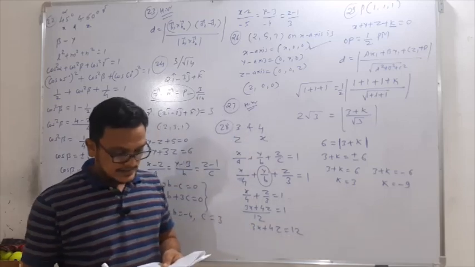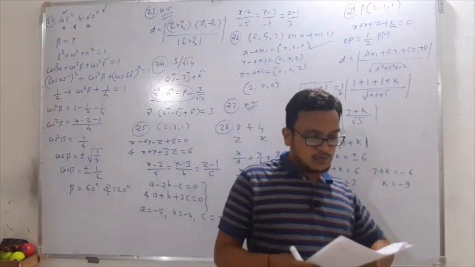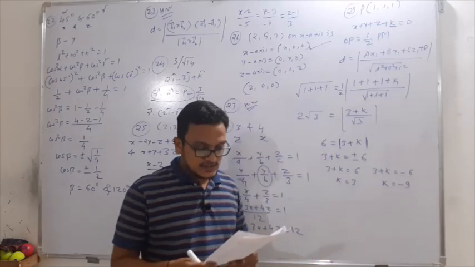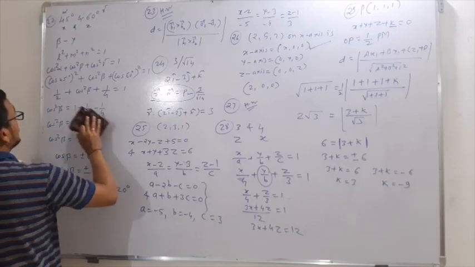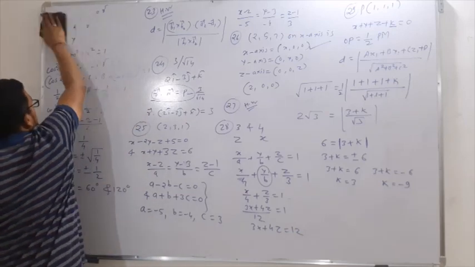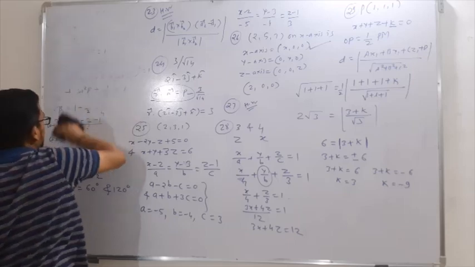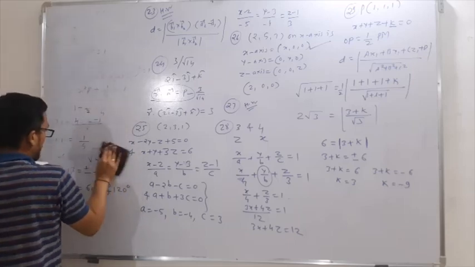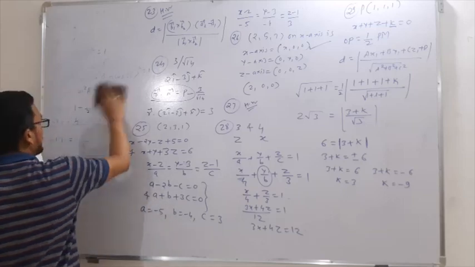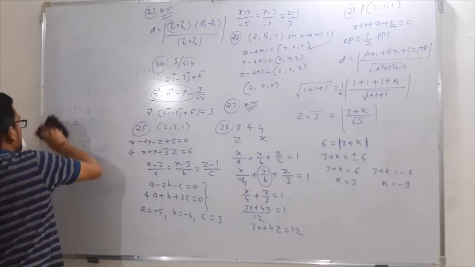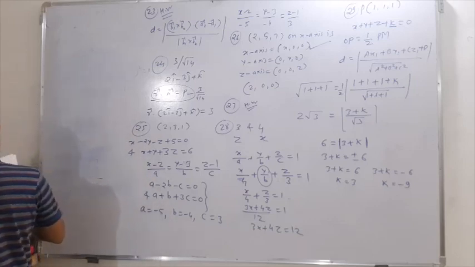Okay, and next, question number 30. The equation of the plane through the intersection of the planes. Again it is based on intersection of the planes. So maybe you can work out this example, but let me solve one more last question from this vector algebra and 3-dimensional geometry. So what is this question number 30?